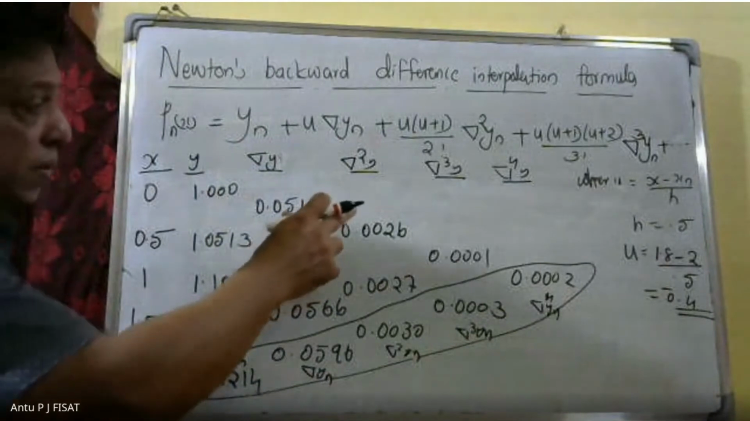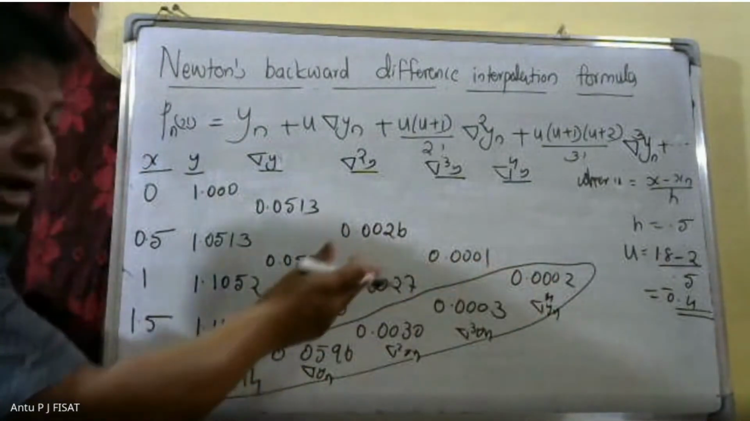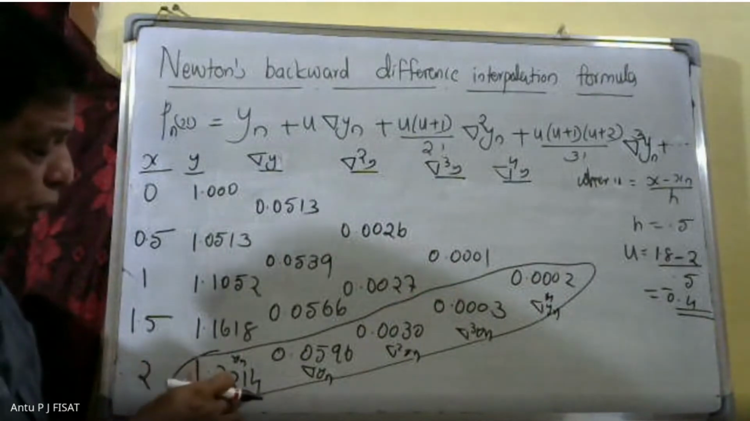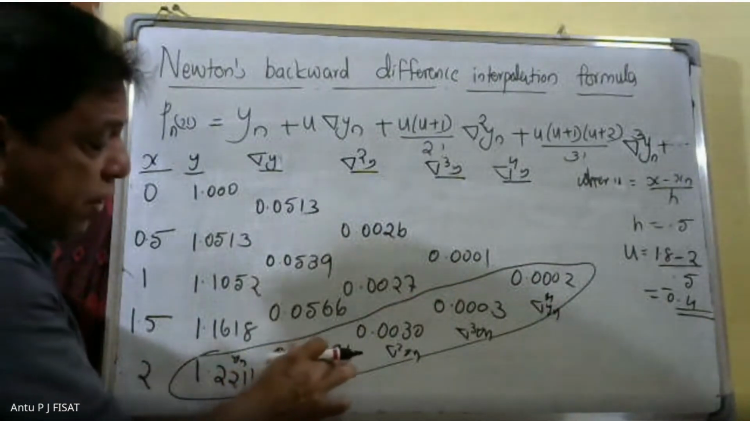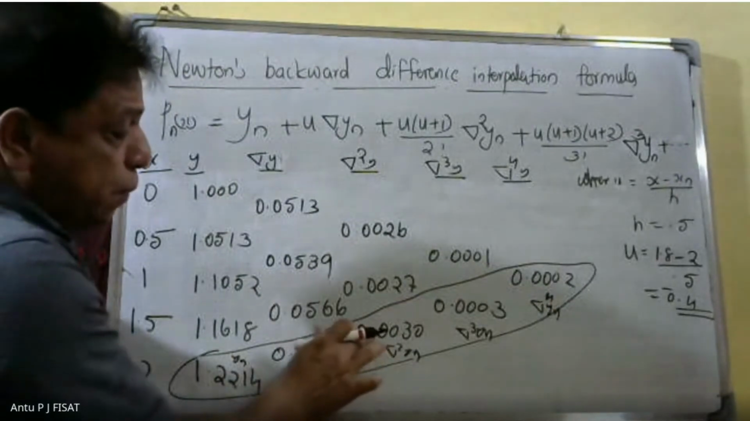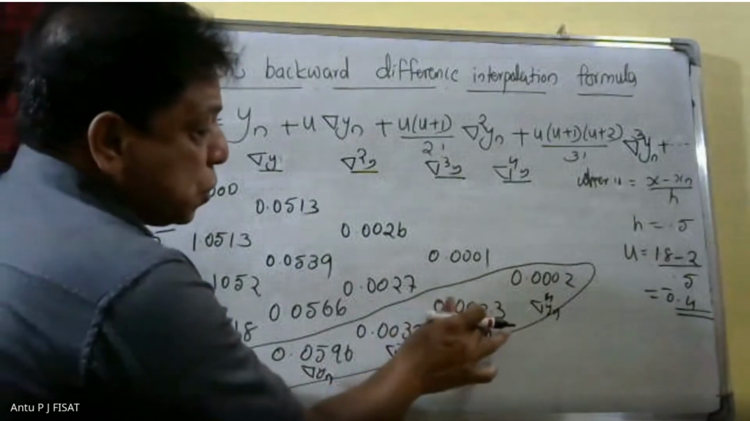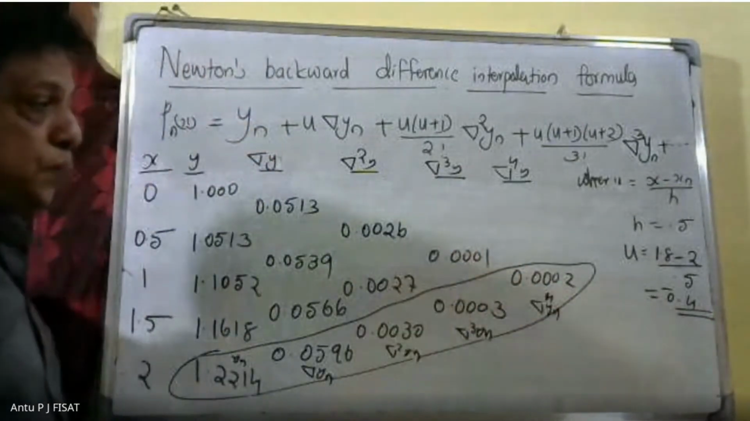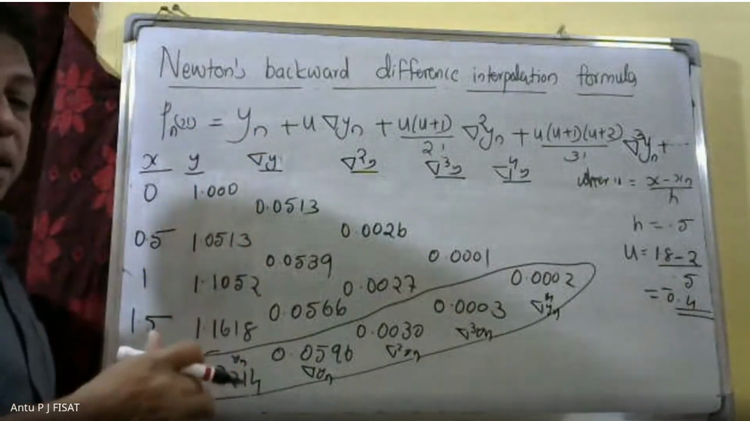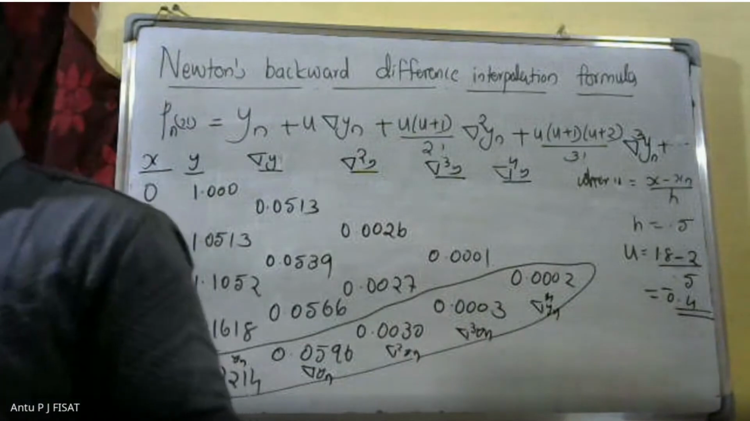In the backward difference table, we take the lower diagonal values: 1.2214 taken as yn, del yn 0.0596, del square yn 0.0036, del cubed yn 0.0003, del raised to 4 yn 0.0002. Then we apply the formula.